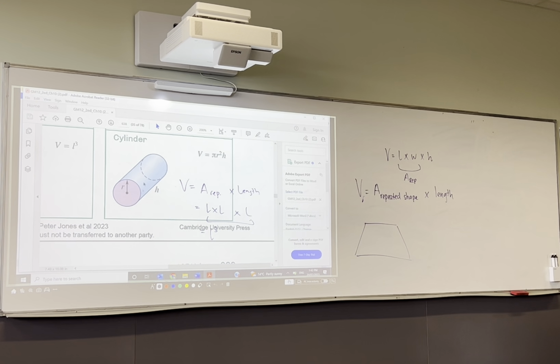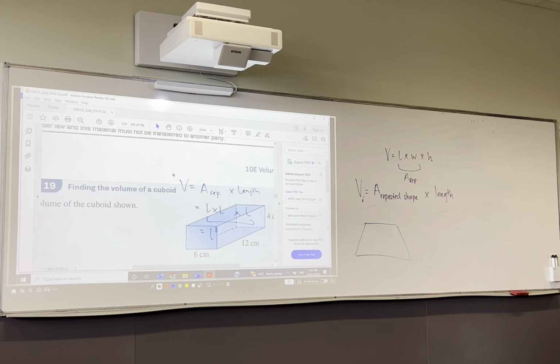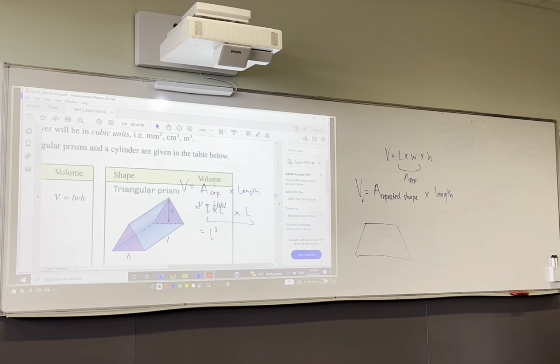Here, what's the area of the repeated shape? Circle. What's the area of a circle? Pi r squared. What's it times by? Length. They use height. Okay, why did they not use L here? What's the reason? Half times base times height. Why do they use L?